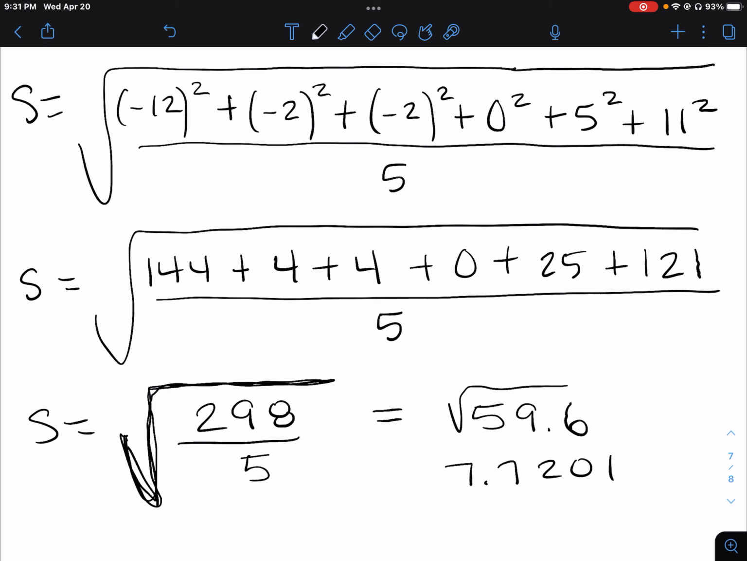Okay, it says round to tenths, so that would be one place value. Okay, the 2 after the 7 tells us to leave this 7.